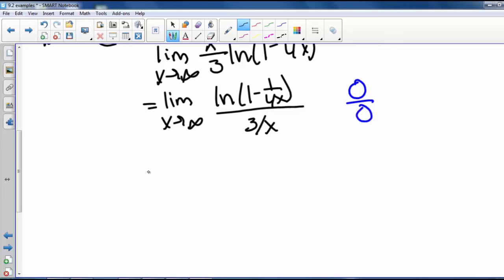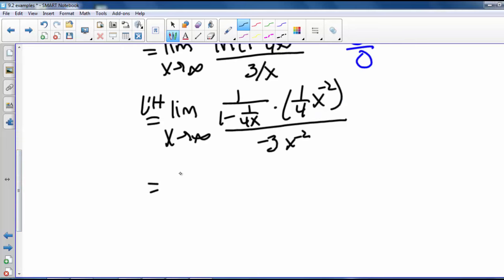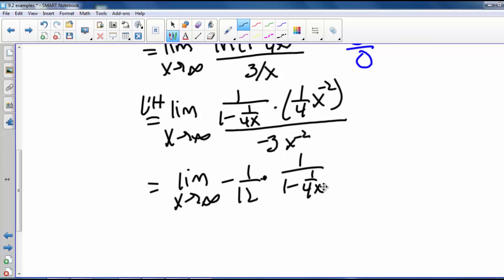Using L'Hopital's rule, we get the limit as x goes to infinity of 1 over 1 minus 1 over 4x times 1/4 x to the negative 2 power, all divided by negative 3 x to the negative 2 power. So this equals the limit as x goes to infinity of negative 1/12 times 1 over 1 minus 1 over 4x. So 1 over 4x goes to 0 as x goes to infinity. So this limit equals negative 1/12.